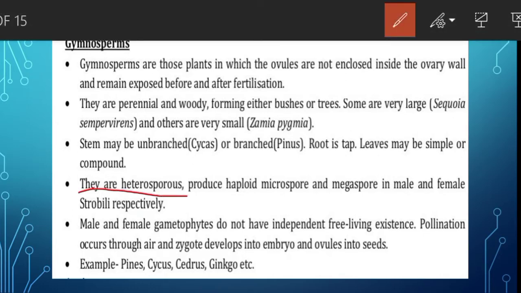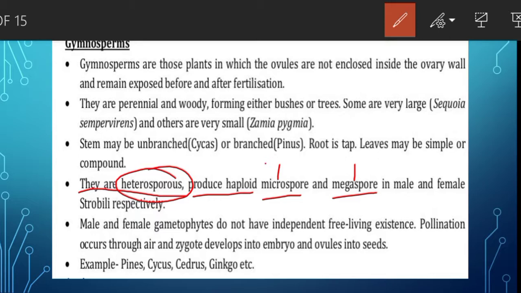They are heterosporous. In our last video I have explained what heterosporous is. Hetero means different. So it produces two different types of spores which are haploid. The one is microspore and the other one is megaspore. It means one spore is small in size and the other one is large in size. So microspore is small and megaspore is large. Gymnosperms are heterosporous.